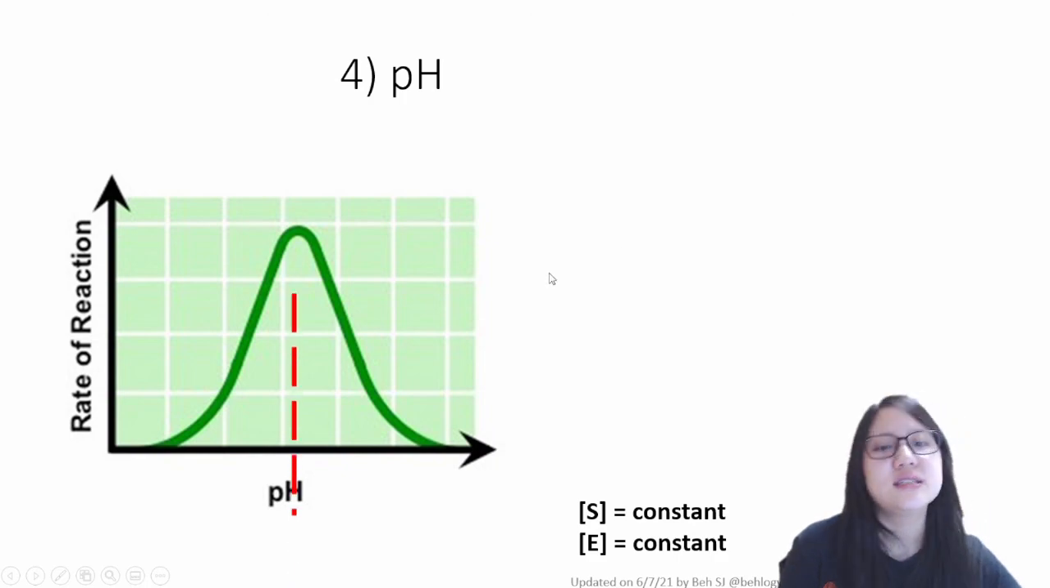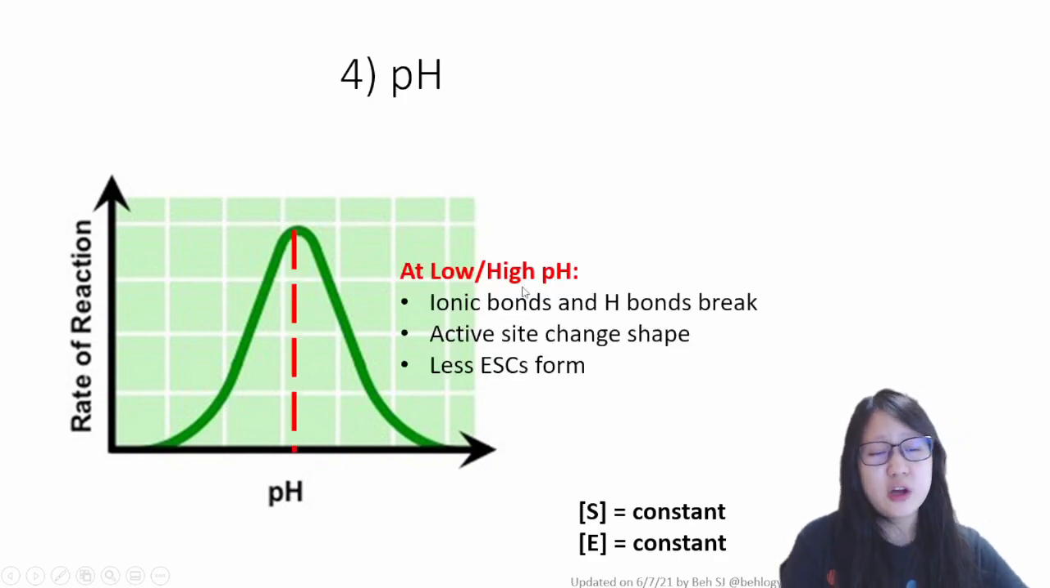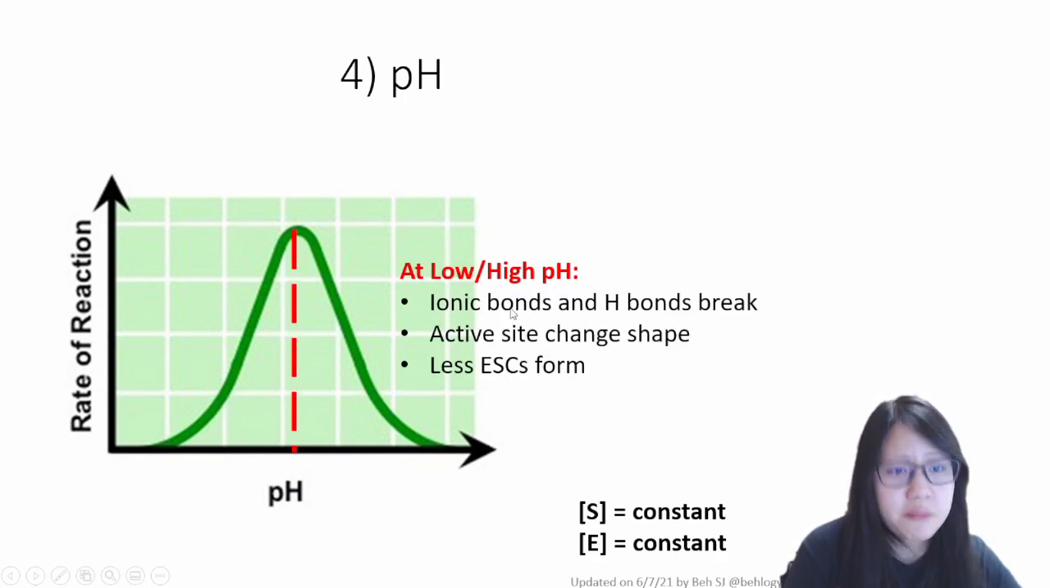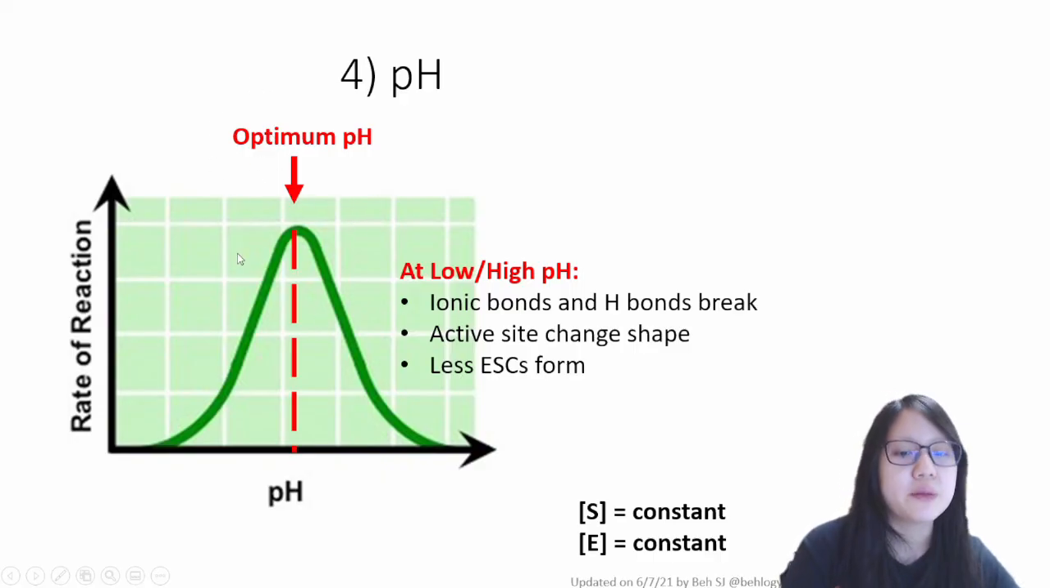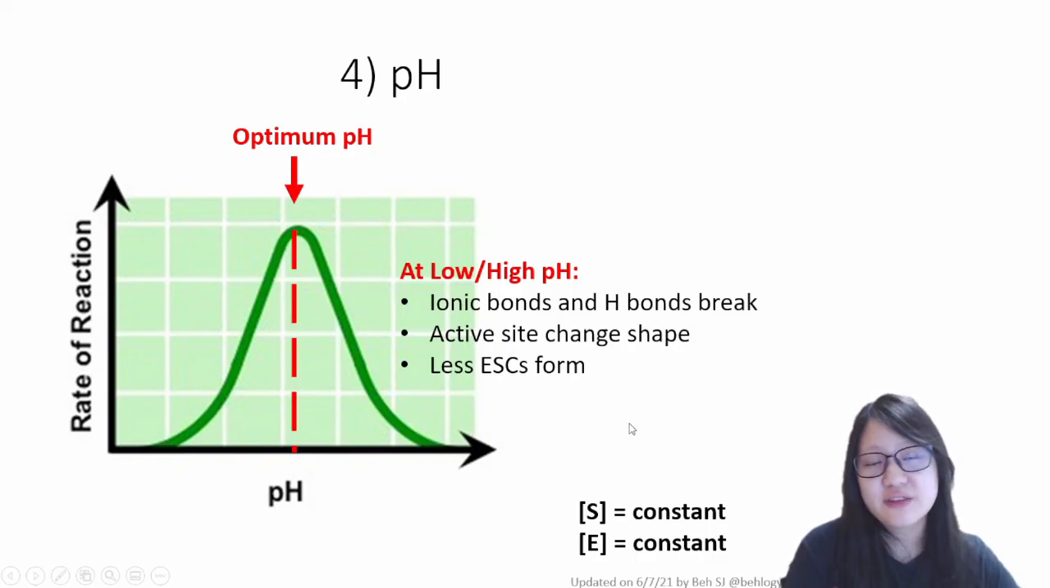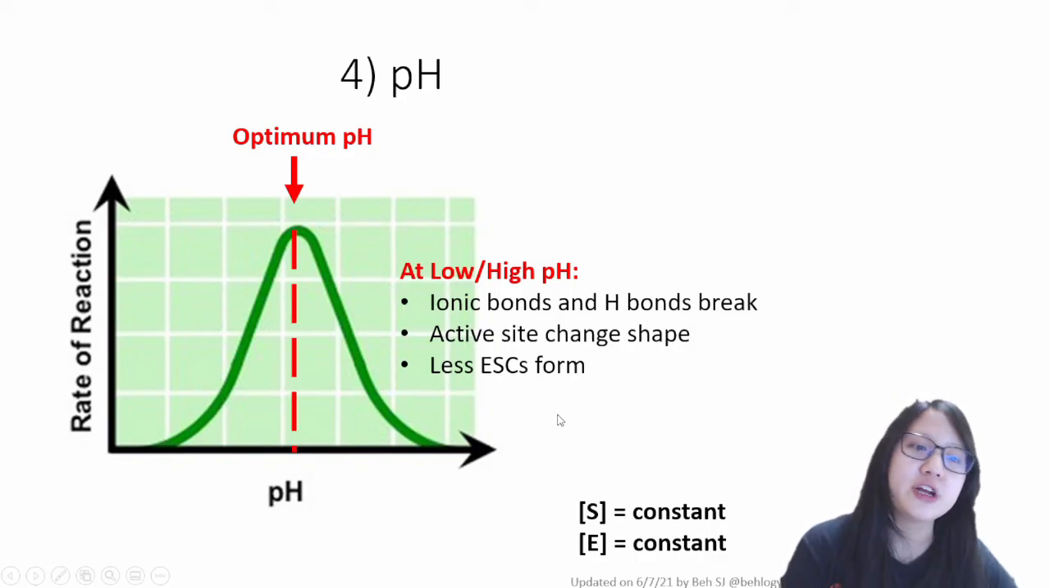Now, what is the summary here? At very low or very high pH, that is not the optimum, ionic and hydrogen bonds break, therefore active site changes shape, therefore less enzyme substrate complexes form, and therefore low rate of reaction. The only pH where everything is fine and dandy is the optimum pH right here. And yeah, with that, we have covered 4 different factors that affect rate of reaction.